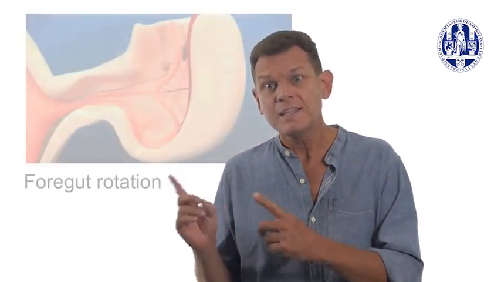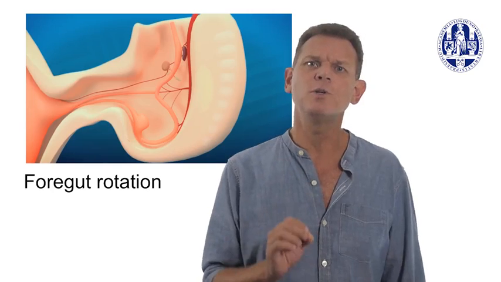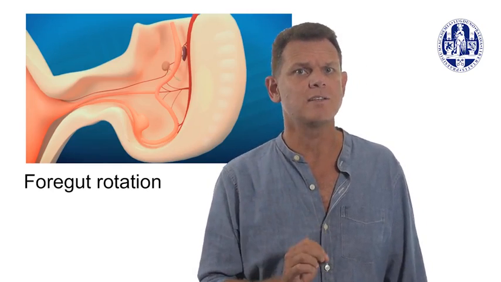Gut rotation in the embryo is a complex process, and therefore I will break it down into rotation of the foregut and rotation of the midgut. This animation will give you a nice overview and is available to you on the website for your reference. Let's start with rotation of the foregut.